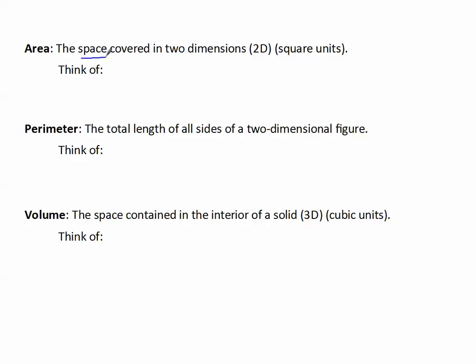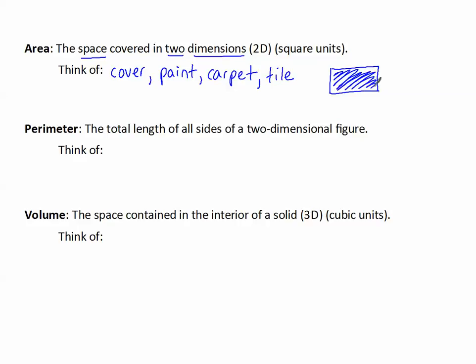Area is the space covered in two dimensions, 2D for short, and we use square units, or that's how we measure area. Think of cover, like if you paint a wall, or you carpet a floor, or tile, anything that covers something. If we draw a shape, it's the space that we color inside that shape.